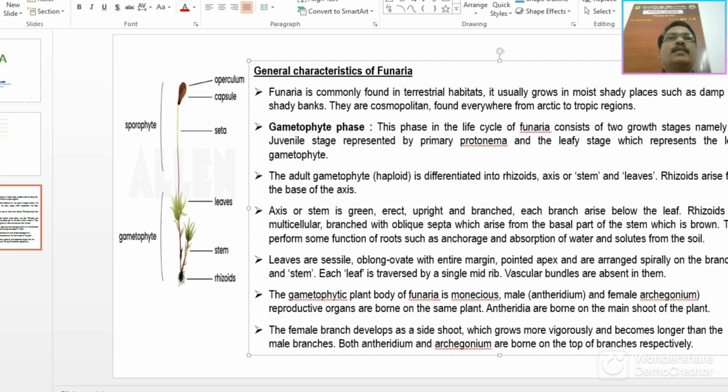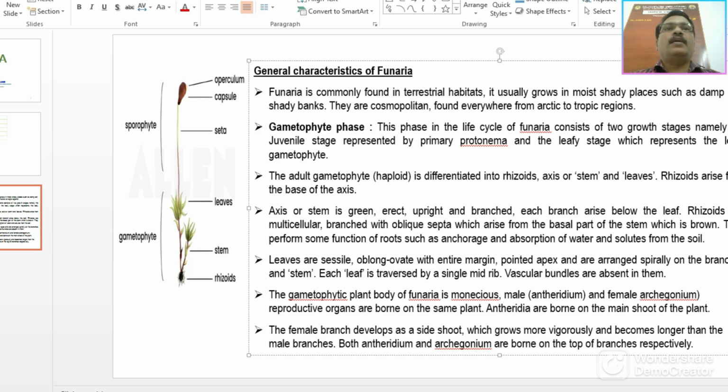And the leaves are sessile. Sessile means there is no petiole between stem and leaf base. So that is called leaves are sessile, which are oblong ovate, with entire margin and pointed apex. The tip of the apex is pointed, and the leaves are arranged spirally on the branches and the stem, and each leaf is traversed by a single midrib. When you see the leaves under the microscope, you can find the small midrib. There are no branches found here.